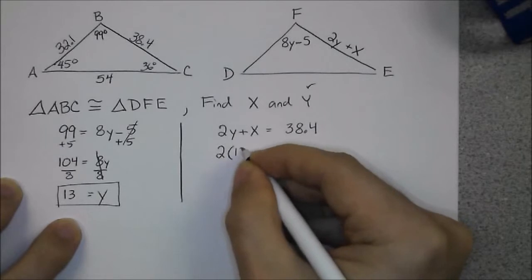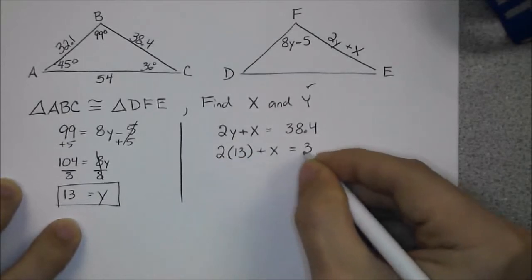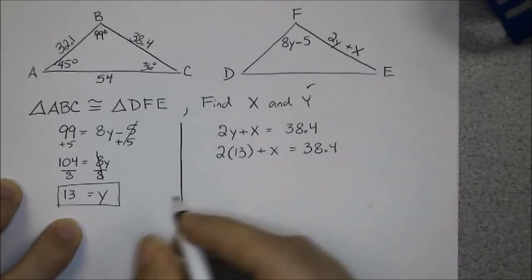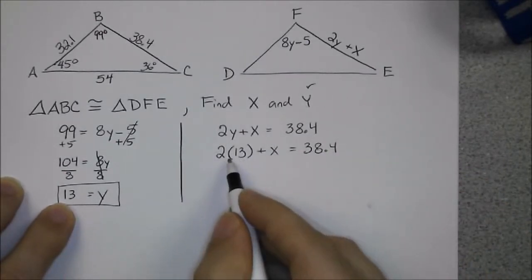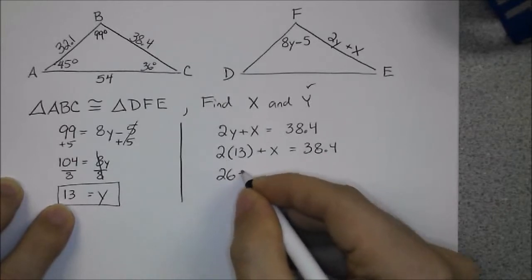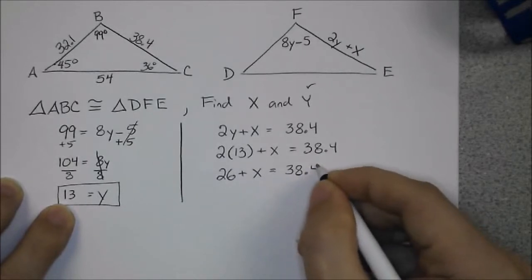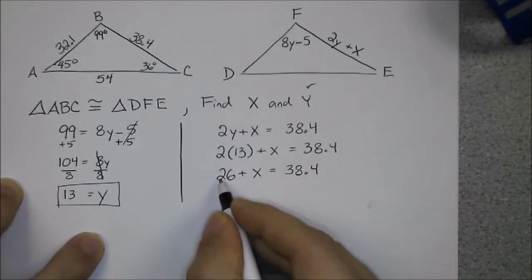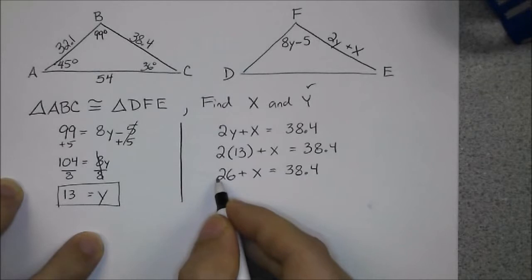So now I have 2 times 13 plus x equals 38.4. All I did was I substituted my value for y in for y. I can simplify this. 2 times 13 is 26. So now I have 26 plus x equals 38.4. And this 26, since there's no sign written in front of it, you automatically assume it's positive. So that's a plus 26.